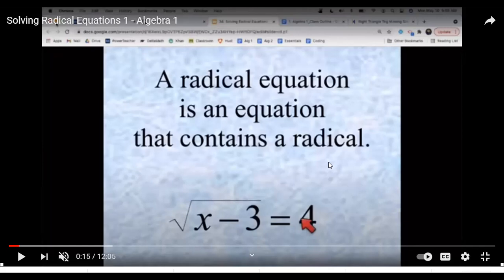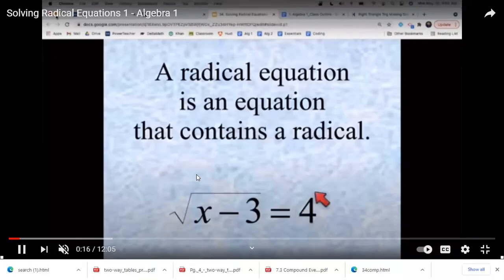Then I have a variable under the radical sign, and I'm looking for the number which can be substituted to make the answer equal 4. This one can come by guessing, or we can solve it in a mathematical way, to find the value of the variable under the radical sign.